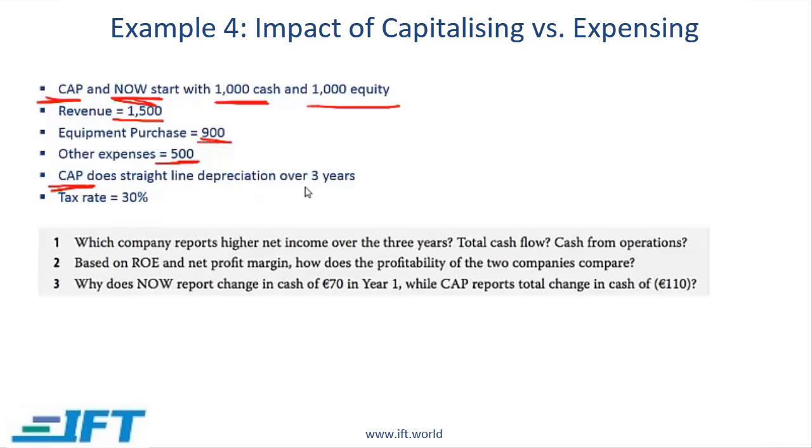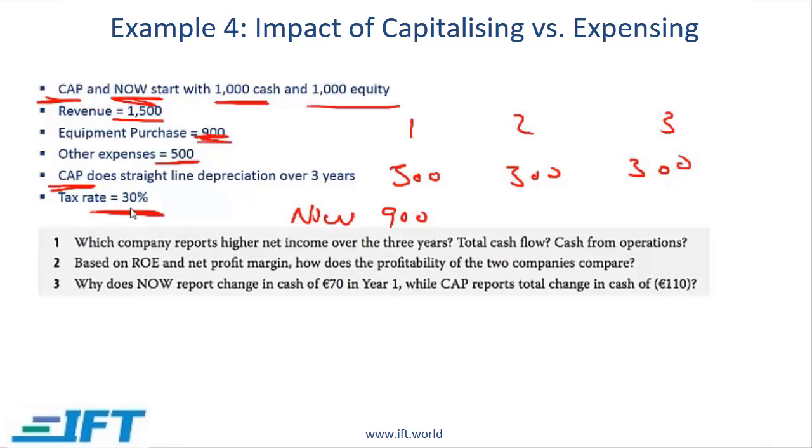Cap does straight line depreciation over 3 years, which means that it purchased this equipment for 900. So what is it going to show? It is going to show a depreciation expense of 300, 300 and 300 over years 1, 2 and 3. What will Now do? Now is going to show the entire 900 as an expense in year 1. All right. We are also given the tax rate.